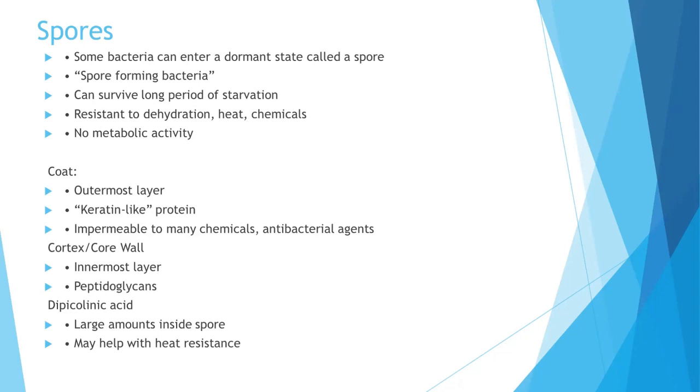Spore consists of coat, cortex, and dipicolinic acid. So the coat is the outermost layer, which is a keratin-like protein, and it is impermeable to many chemicals like antibacterial agents. The cortex or core wall is the innermost layer, and it consists of peptidoglycans. And dipicolinic acid is in large amounts inside the spore, and it helps with heat resistance.